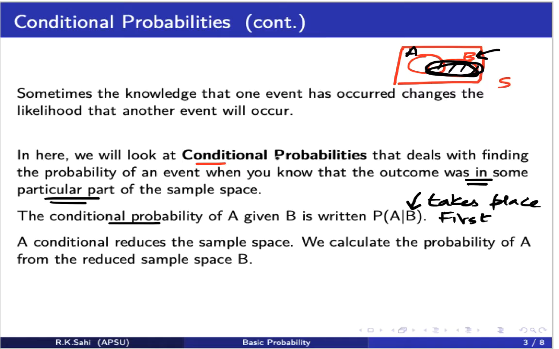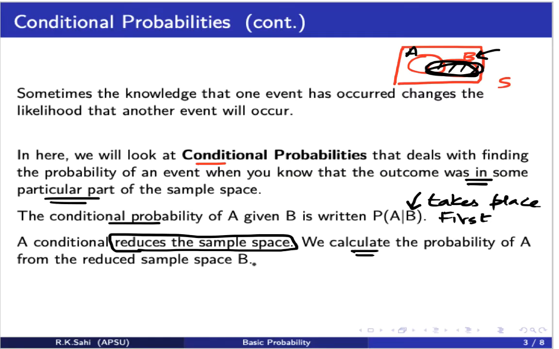When a conditional probability happens, it reduces the sample space. That's what I meant in the example earlier. Suppose B has occurred. What is the probability that A will occur? In other words, we concentrate on B as being the sample space, and ask what is the probability of A happening there. So we calculate the probability of A from the reduced sample space B.